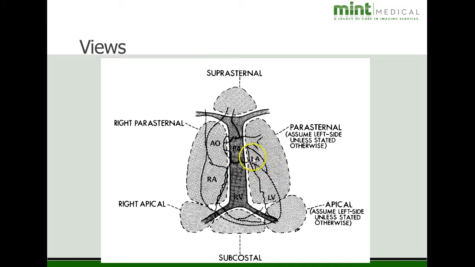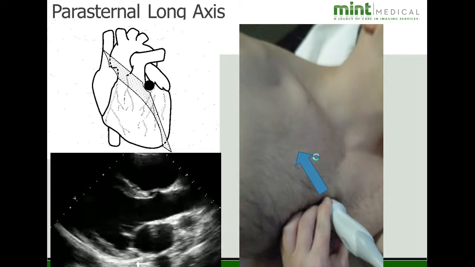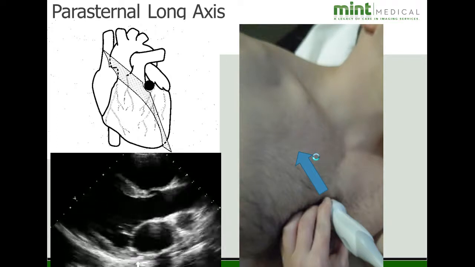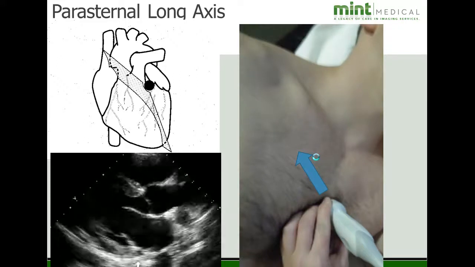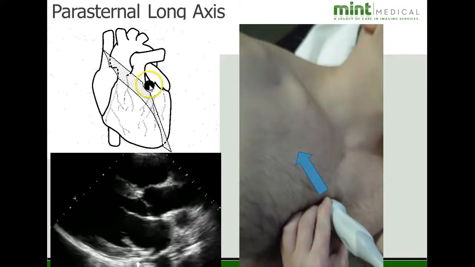These images will be located left of the sternum, in between the third to fifth or sixth intercostal spaces. The first imaging plane is the parasternal long axis, and we'll be slicing the heart anteriorly to posteriorly, as seen in the graphic here.